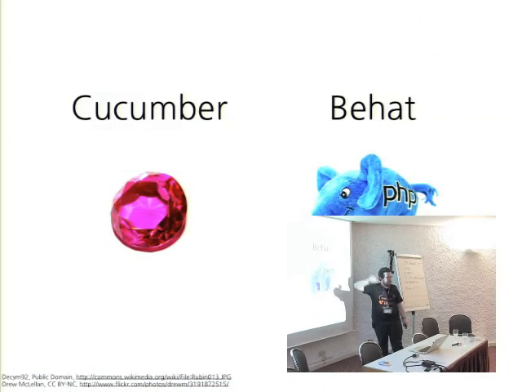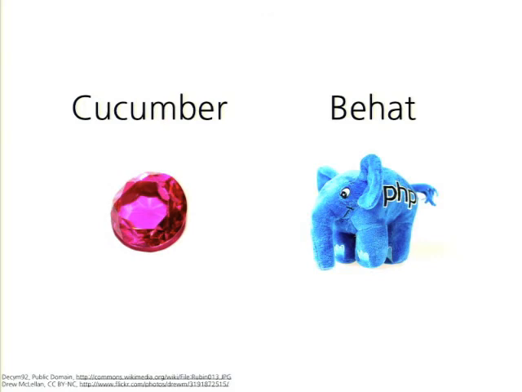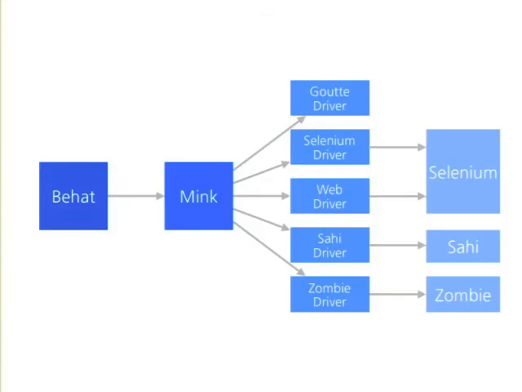So, Cucumber was the original tool that was used to interpret Gherkin specifications, but for a few months or years, there's also a tool called Behat, and it is implemented in PHP. And for us as PHP developers, this is, of course, far cooler than Ruby. This is the application architecture of Behat.